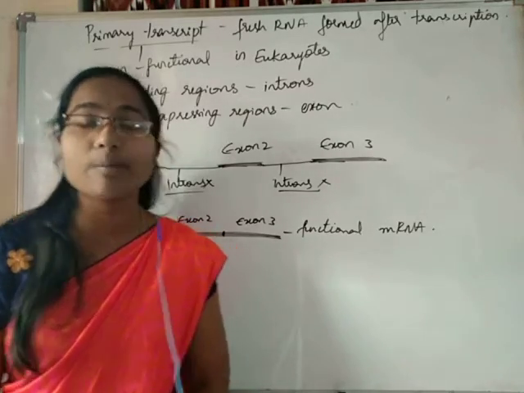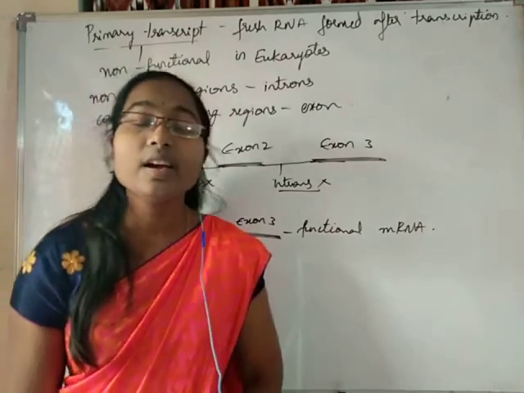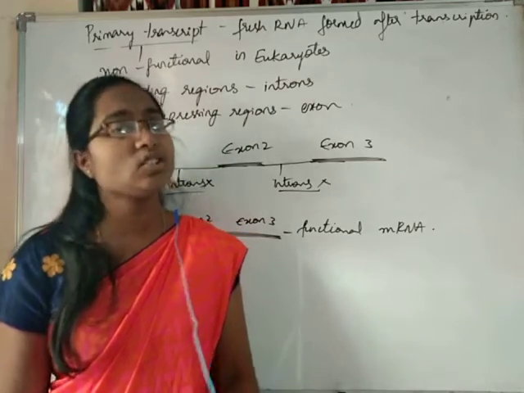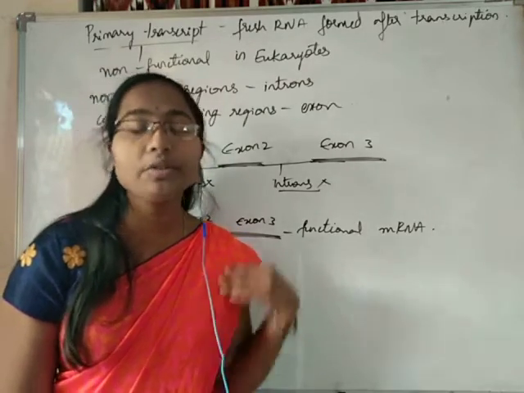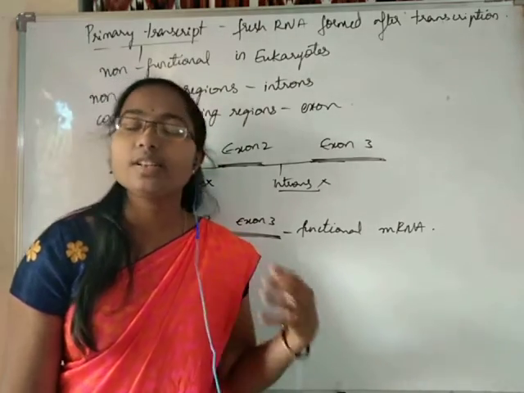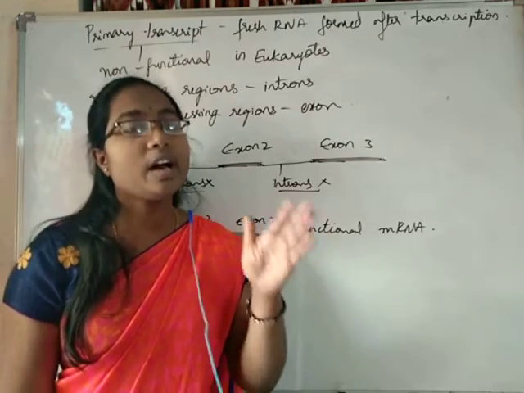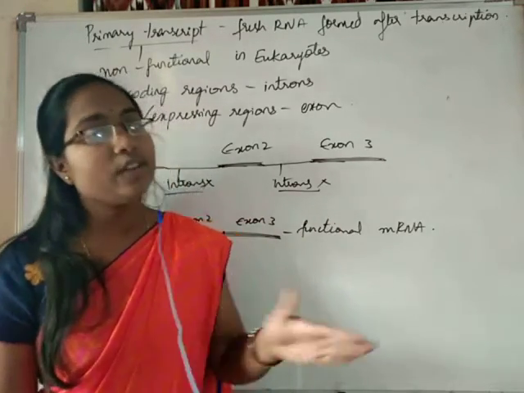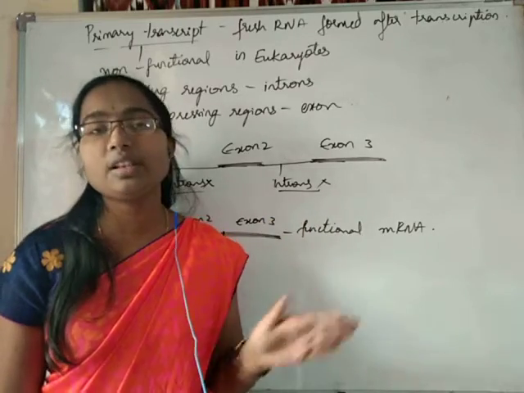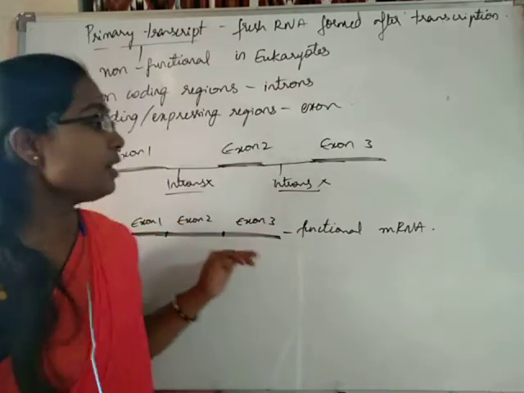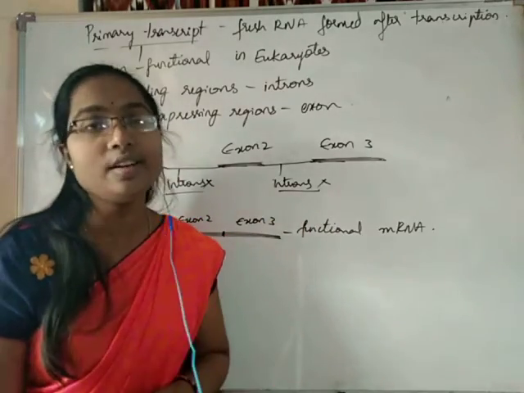So some part of the gene is expressed in the mRNA, some part is not expressed in the mRNA. According to the requirement of the RNAs, after the transcription of the gene, some processing is done on the primary transcript in which introns, which are the non-expressing regions, are removed. So this is about the transcription unit and gene.